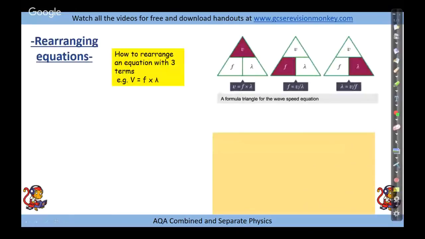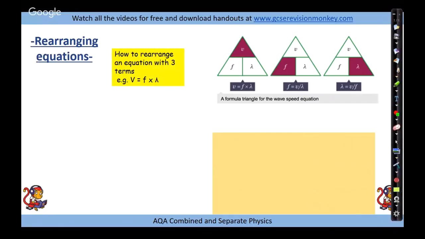Okay, so rearranging equations then, let's have a quick look at this. So when you rearrange an equation, you've got to draw your own equation triangle, and in that equation triangle we already have our times by and our divide by signs there. Now then, you've got to use the sign that's already in the equation to work out where to put them. So in this case we've got a times, so we're going to put our F and our lambda on either side of the multiply, meaning our V has to go up at the top.